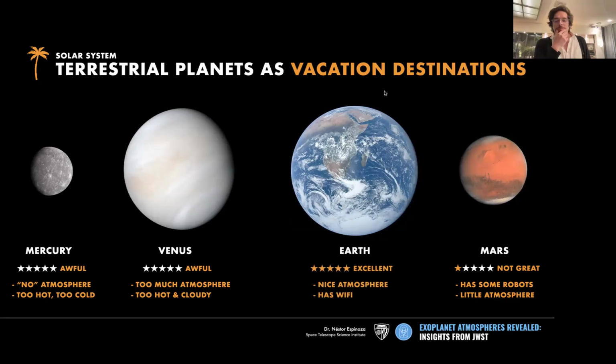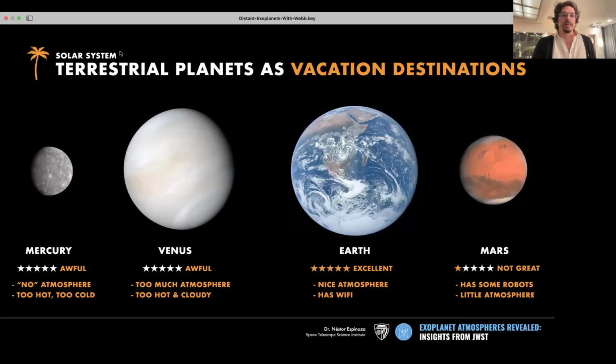Is the Earth, right? As someone mentioned in the comments, the Earth is an excellent place to go on vacation. It has a nice atmosphere. Most of your friends live there, and it has Wi-Fi, right? And it's great. You can get connected with everyone. So the reason why we can build this ranking for vacation destinations is because we know what their atmospheres look like. So their atmospheres are a key parameter for us humans to understand how habitable a world is, and even to understand and map what it looks like, right?